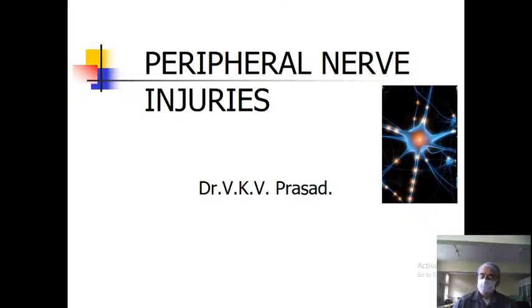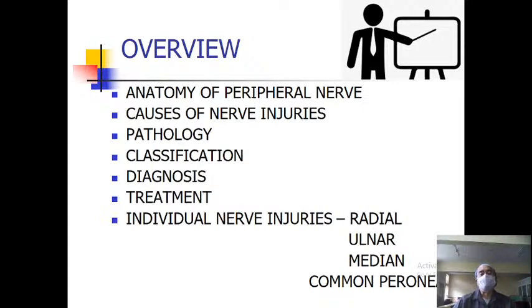With that, let's go to our class. In this, we will see anatomy of the peripheral nerve, causes of nerve injuries, the pathology behind that, how do you classify nerve injuries, how do you diagnose it, how do you manage. After that, maybe in the next class, we will go for individual nerve injuries.